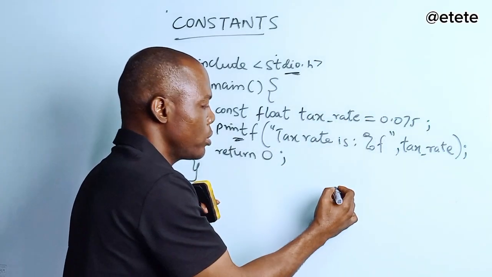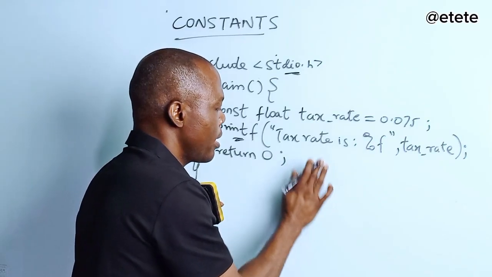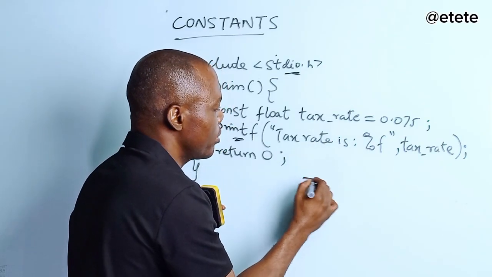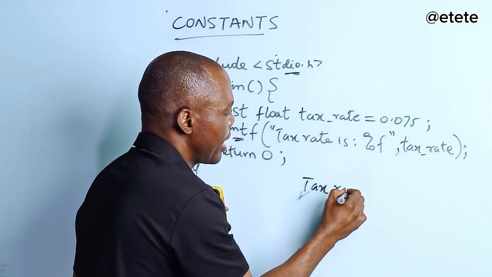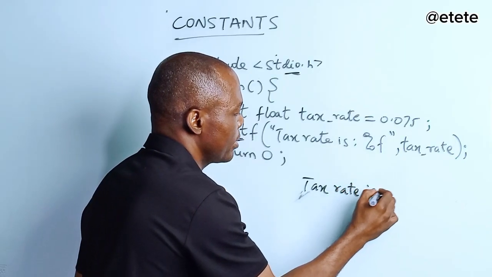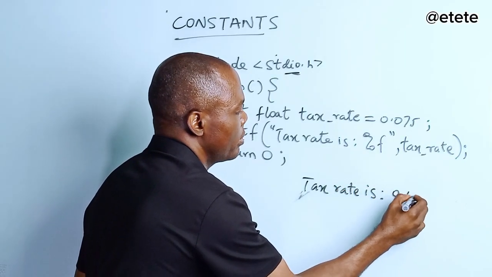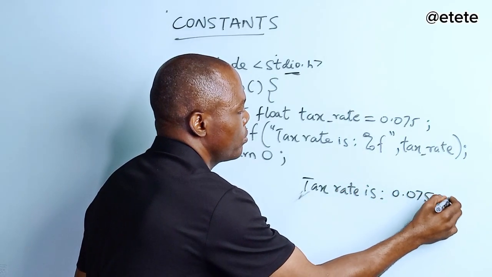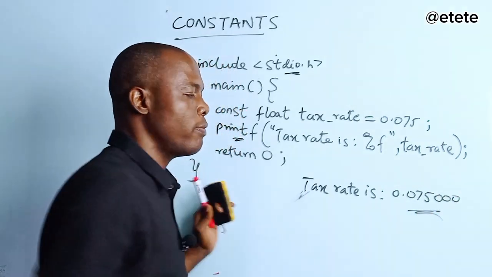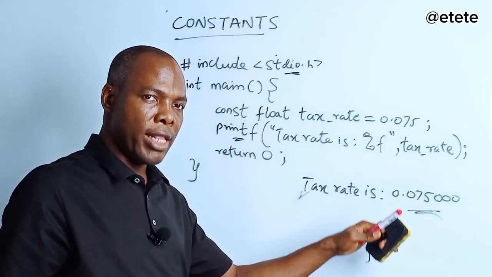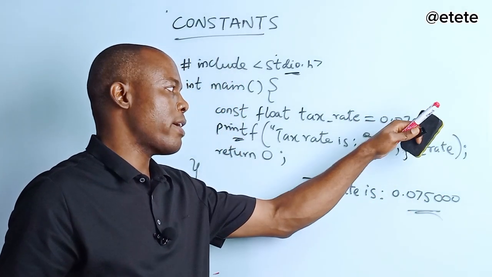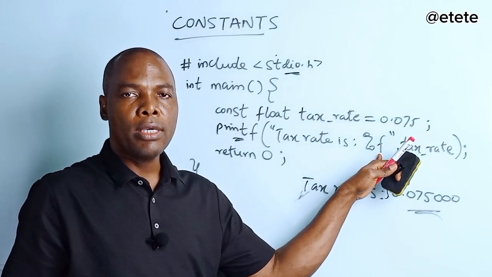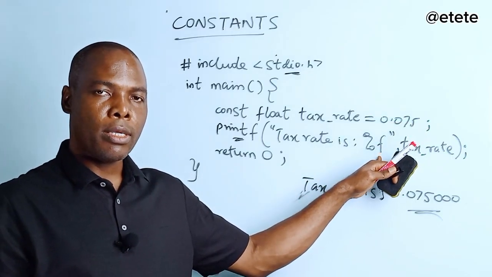So this will also still give you the same thing. It will give you tax rate is 0.075123, right? It will give you this on the screen. I told you in the last class, if I want this to be this exact value, then I will have to change my format string.